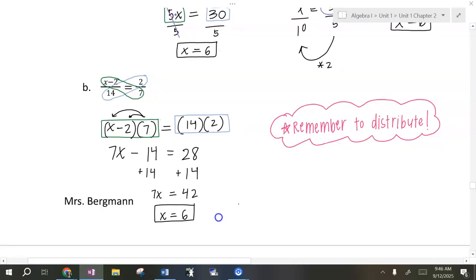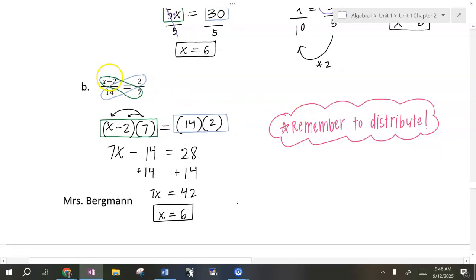Make sure to write this note down to yourself. Remember to distribute, especially when you have 2 terms. That is the most common mistake that people make. They forget to distribute the 7 to both terms. So don't make that mistake. Make a note to yourself so you make sure not to make that mistake. You will always remember to distribute.